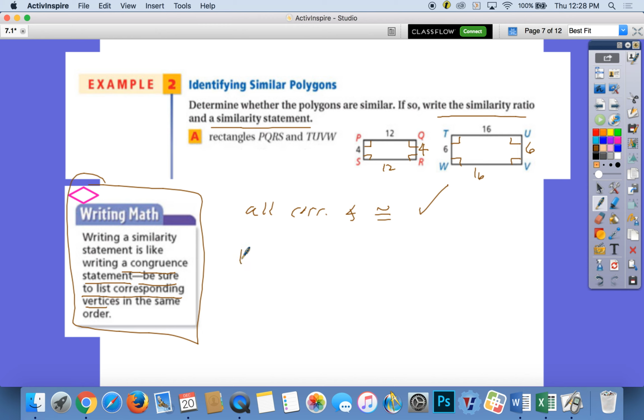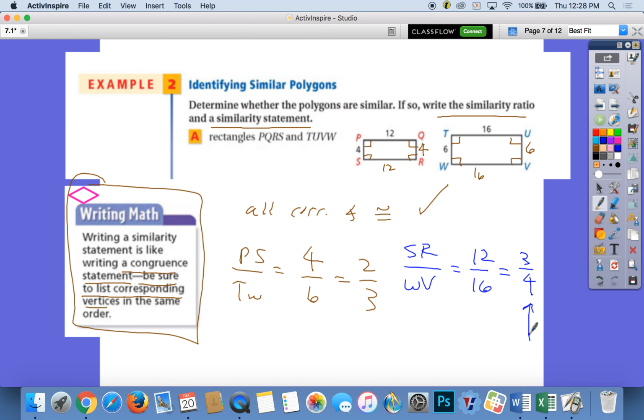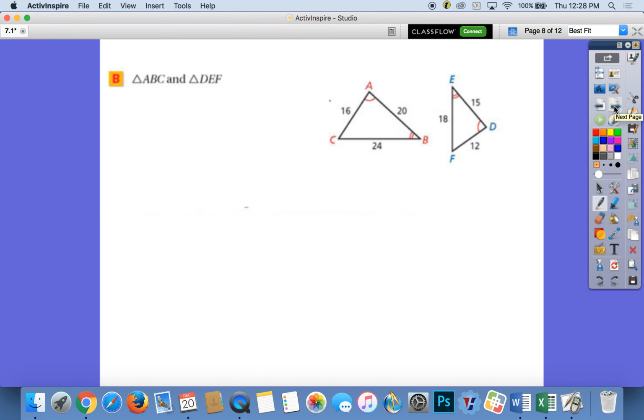PS over TW is going to be 4 over 6, and that simplifies to 2 over 3. Okay? And then we are looking for a 2 over 3 when we do our other side. So SR over WV, these two pieces right here, are 12 over 16. Well, that's going to simplify to 3 over 4. Because you don't have the same ratio when it simplifies, that means that no, these are not similar. Okay, so let's see a counterexample to that one. And we'll get into writing a similarity statement for this.